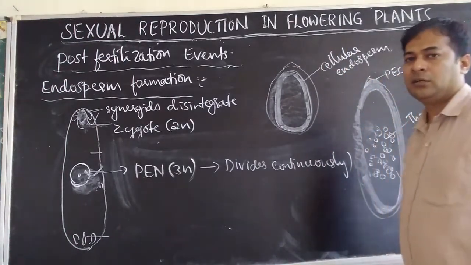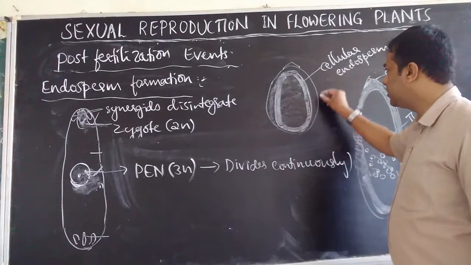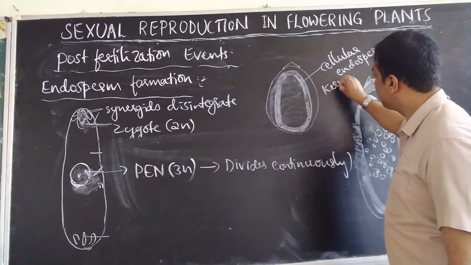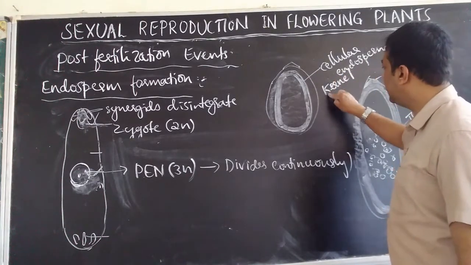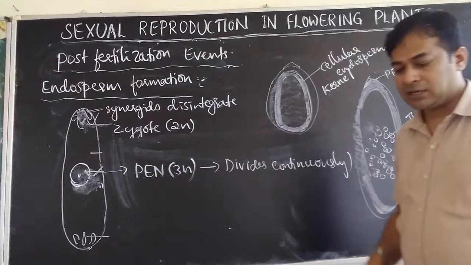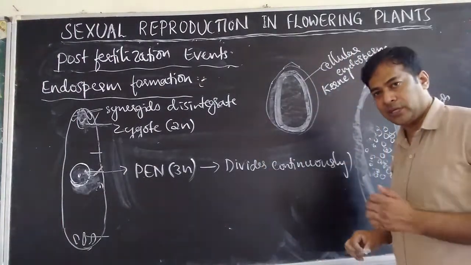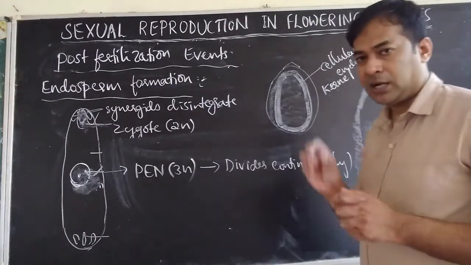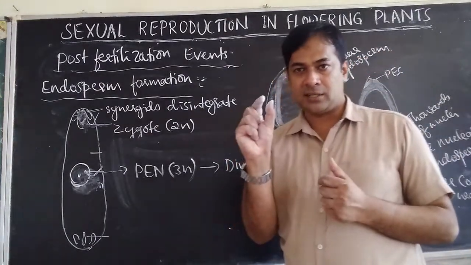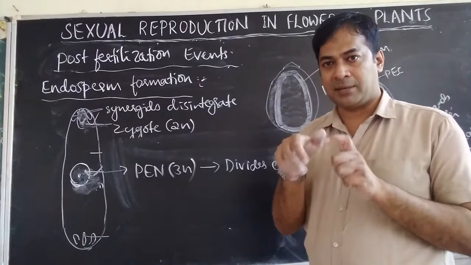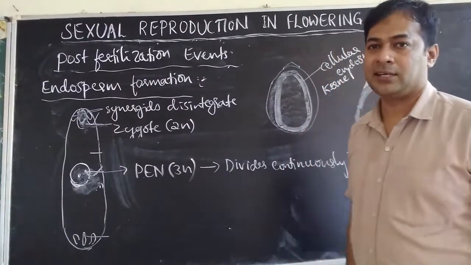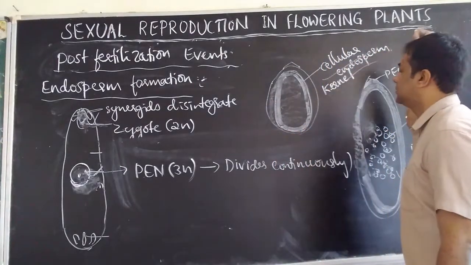And in coconut, the cellular endosperm, that white part, is called kernel. Kernel, K-E-R-N-E-L. The hard white part inside the coconut that we scrape and use for cooking, we call it kernel. That is cellular endosperm. It contains cells.